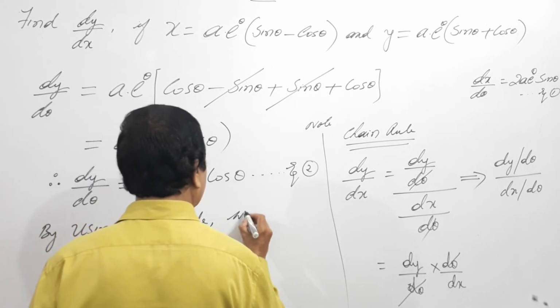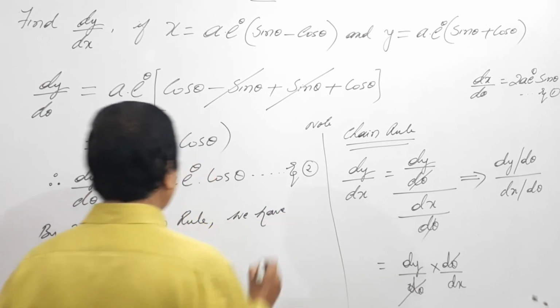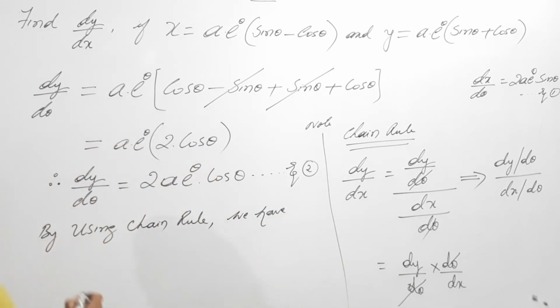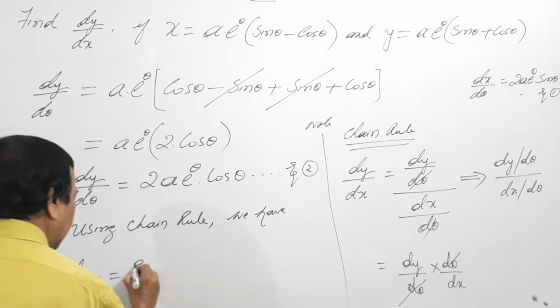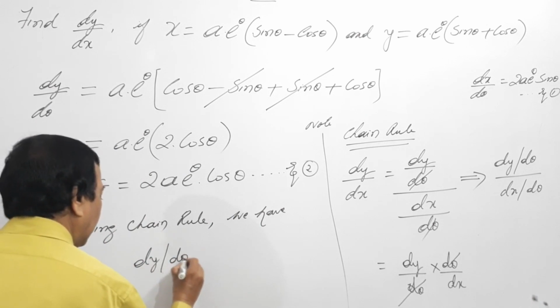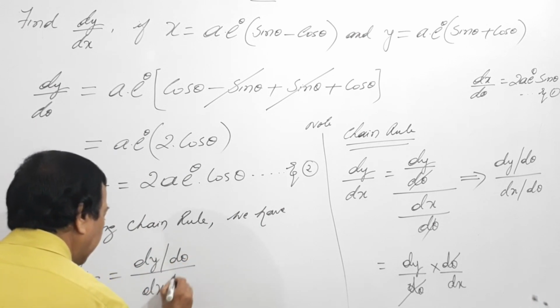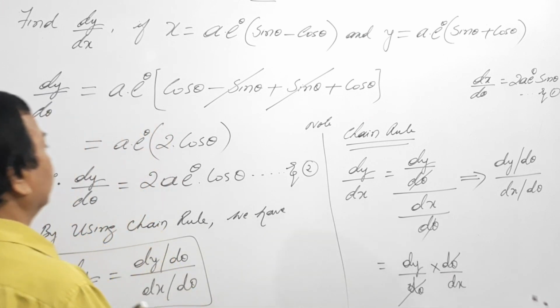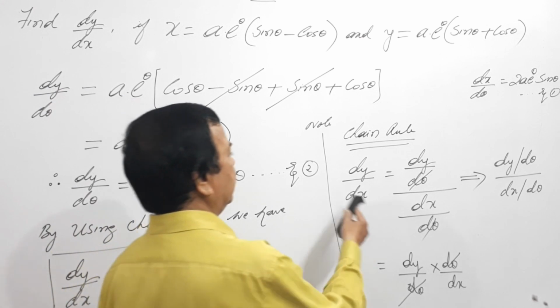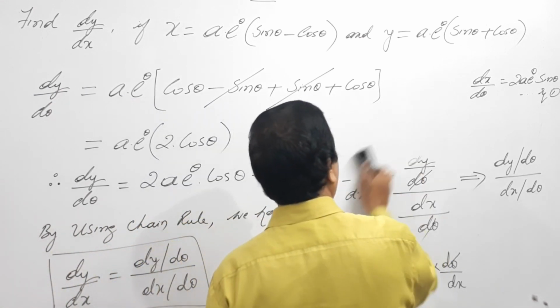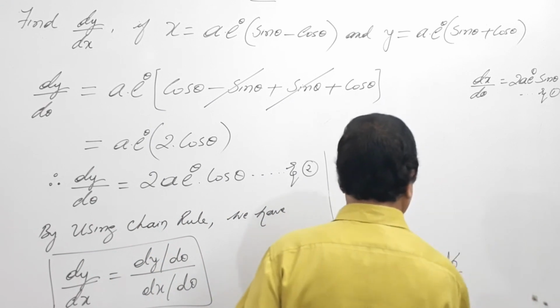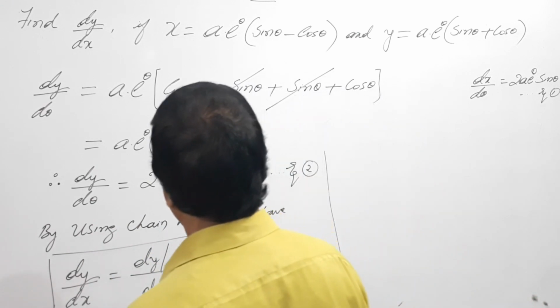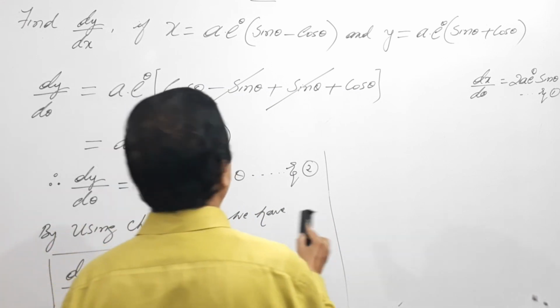It is mandatory to write in the examination this: dy by dx equals dy by d theta divided by dx by d theta. You have to write this, otherwise you lose marks. Okay. So now I'll rub this, copy it and rub.